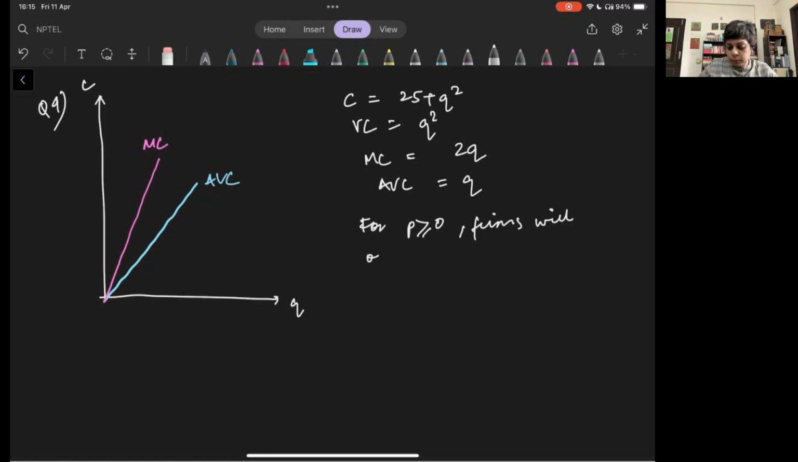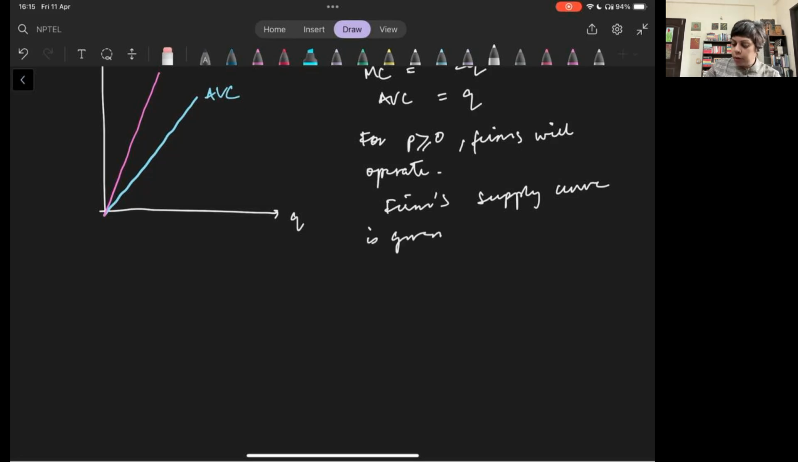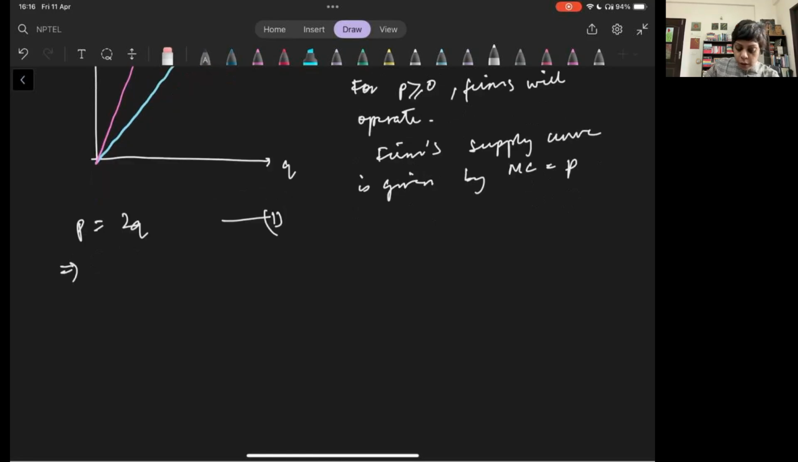Firms will operate, right? Now, what is the market supply curve? We get firm's supply curve. Actually, a very easy question. You just have to apply the concepts. Is given by marginal cost equal to P, right? What is marginal cost? 2Q. So P is equal to 2Q. That is your marginal cost or supply curve. Or you can say small q is equal to P by 2, small qs.